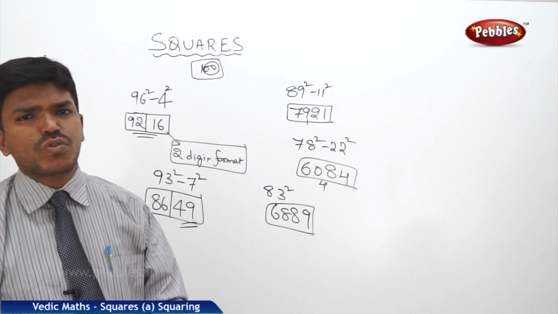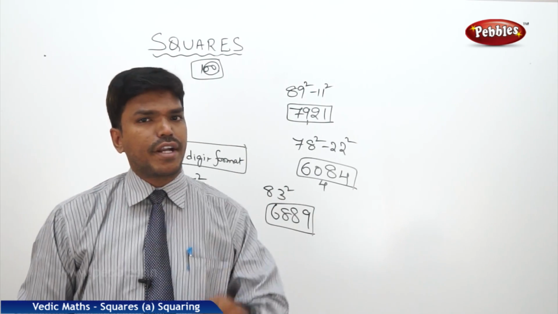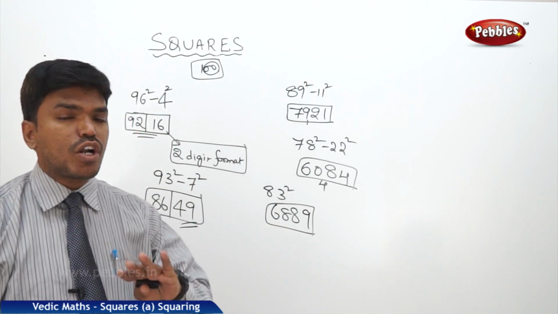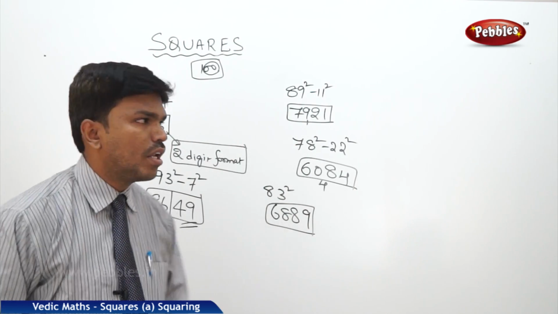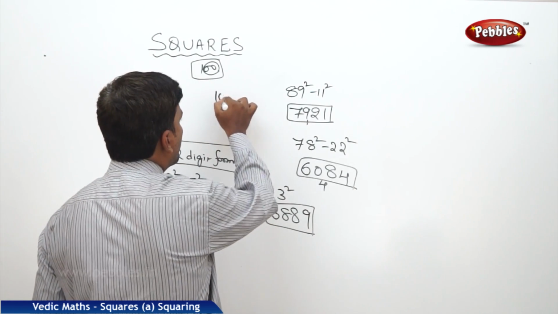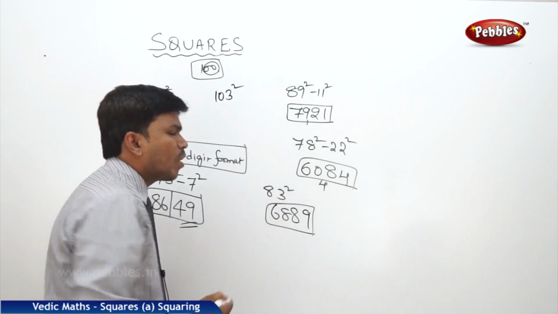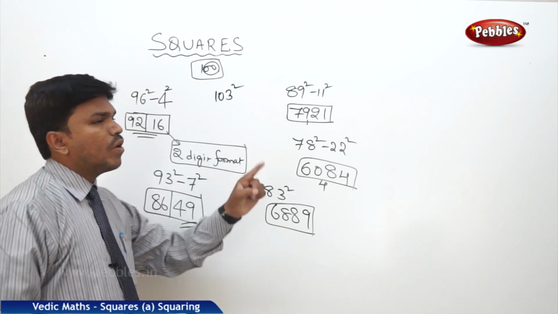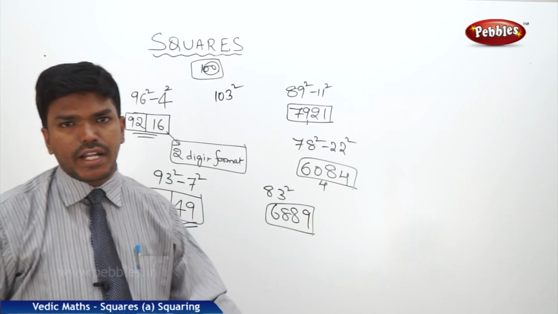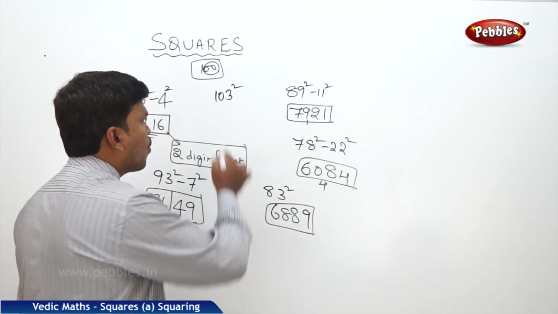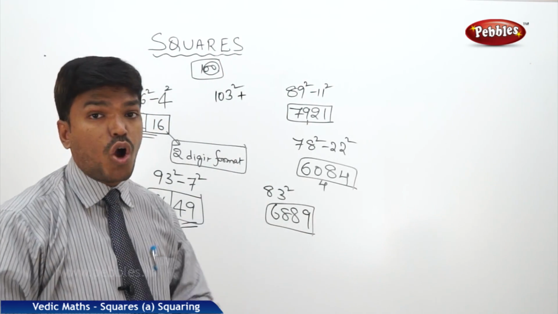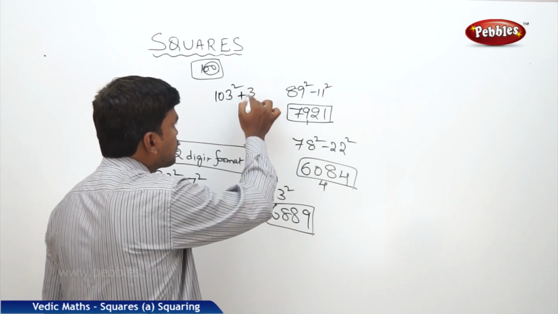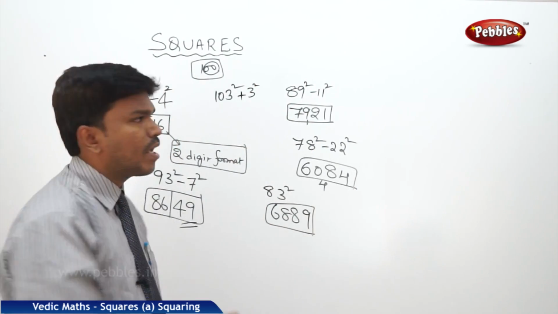Okay. Until now, what did we discuss? We discussed only the squares which are below the base, or below 100. Yes or no? What about above 100? Let us take one example. I need 103 square. Now, if you compare 103 with base 100, is it more or less? Yes, it is more. Put a plus symbol. How much more? 3.